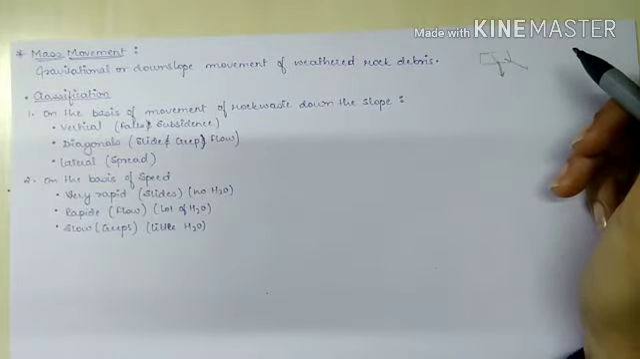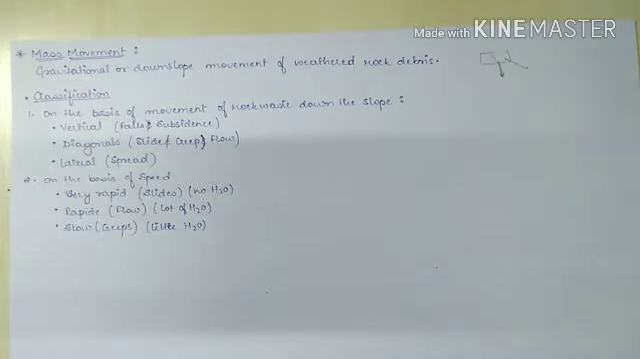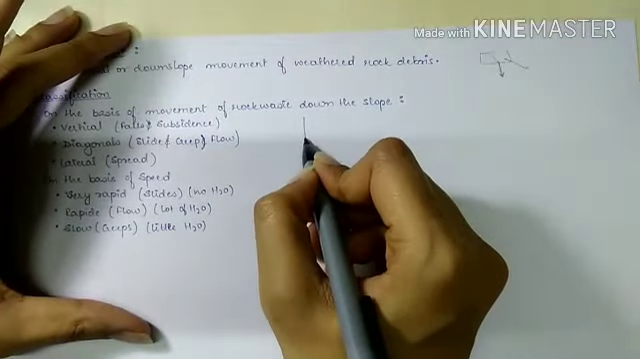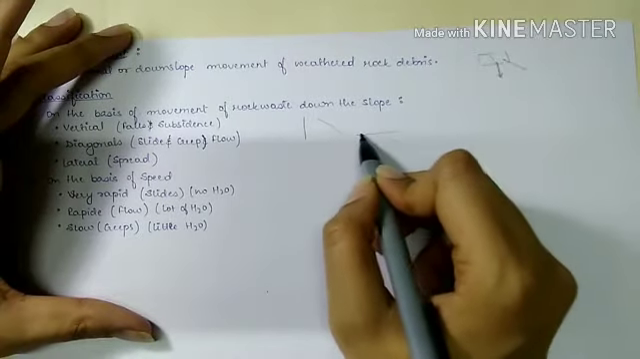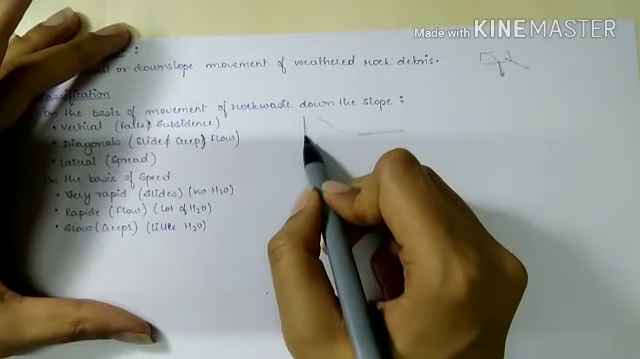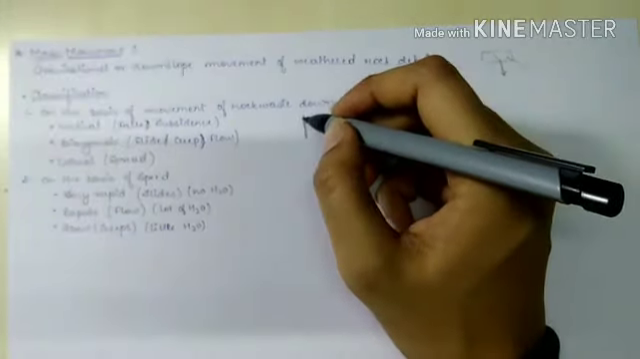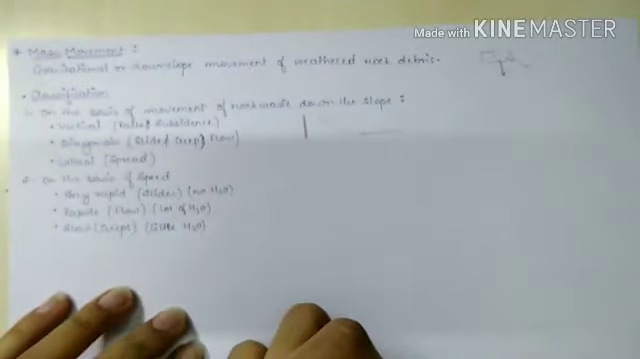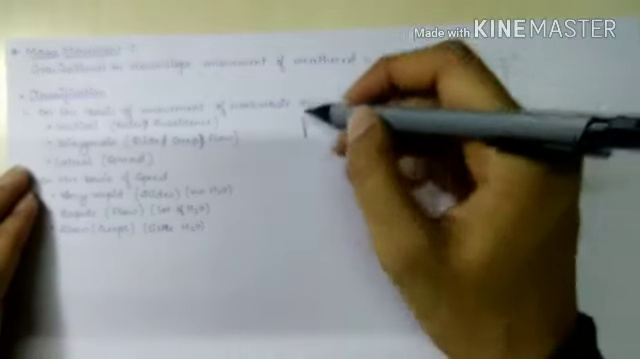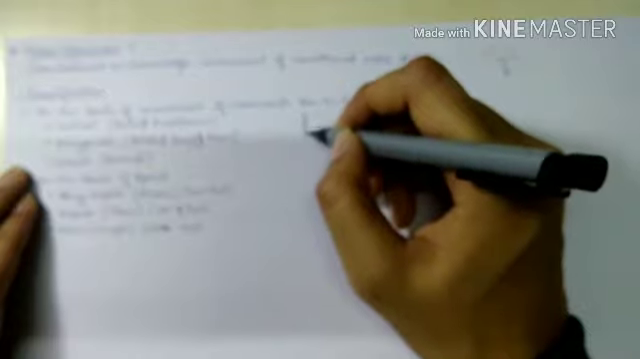Now, mass movement is basically classified on the basis of movement of rock waste down the slope. So we have three types of slope. First is vertical slope, second is diagonal slope, and the last one is lateral slope. In vertical slope, we will see falls and subsidence. Falls is actually the movement of earth material from a very steep slope. So falls occur when there is earth material and it falls at a very steep slope.